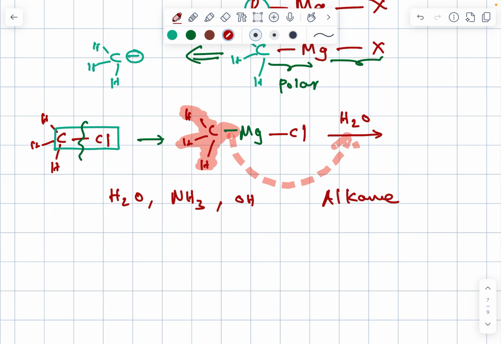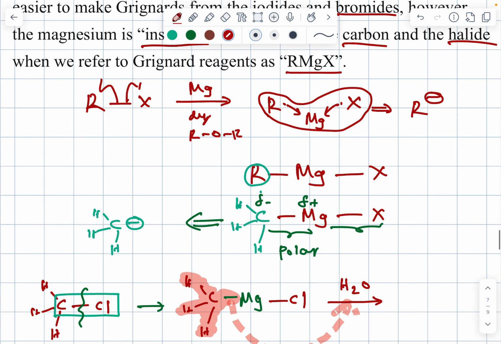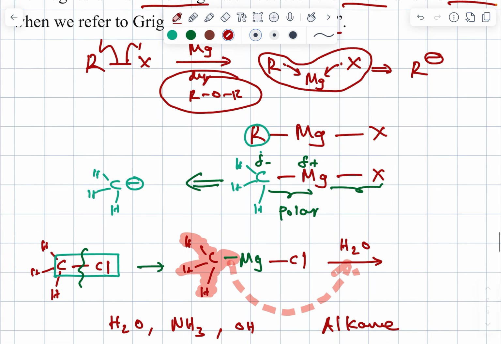That is why anhydrous conditions are required for the Grignard reagent. For example, dry ether: if I want to make the Grignard reagent, dry ether is a vital part. It plays a main important role in making the Grignard reagent.